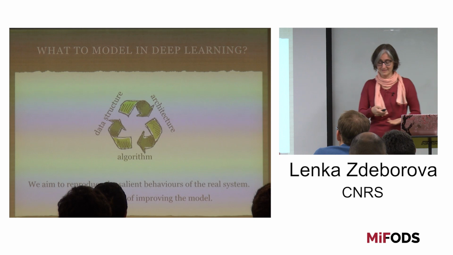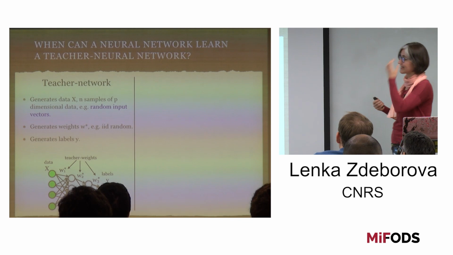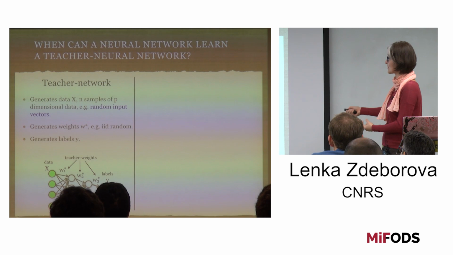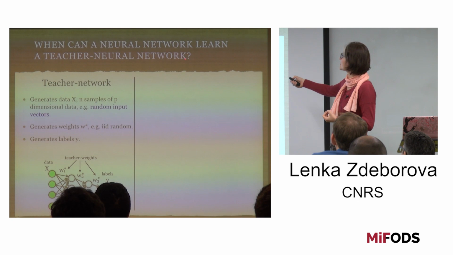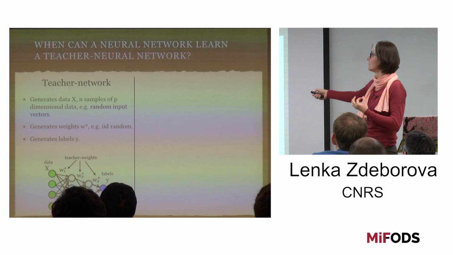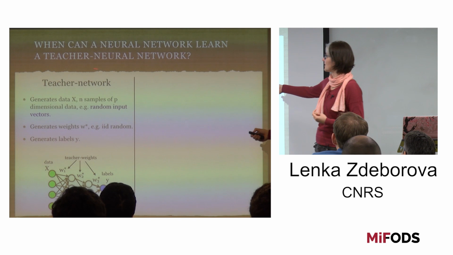The model that makes sense as a simplification of the real situation, and that, as I will show on the next slide, has been looked at for a very long time in physics, is the teacher-student setting of a neural network. The question here is: when can a neural network learn a teacher neural network? How am I defining the problem? I define a teacher neural network. This is just a feed-forward neural network in the usual sense.